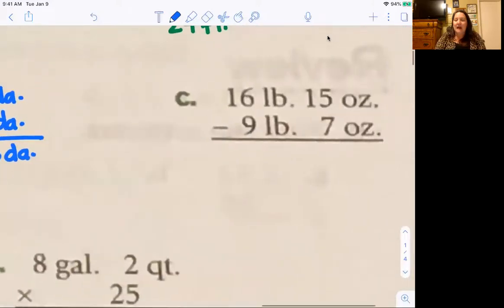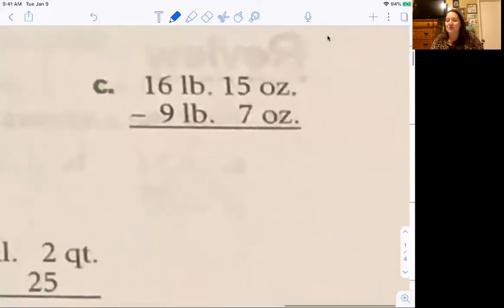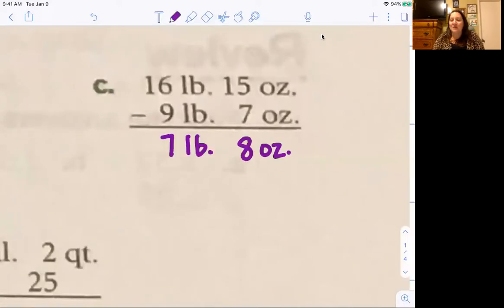Look at C. I would like you to try C. Now, don't try to borrow if you don't need to borrow. Try C real quick. Hopefully that one was super easy for you because you didn't need to borrow. So if you don't need to borrow, don't borrow. 15 minus 7 is 8, 8 ounces.